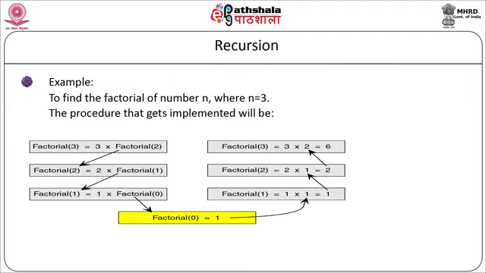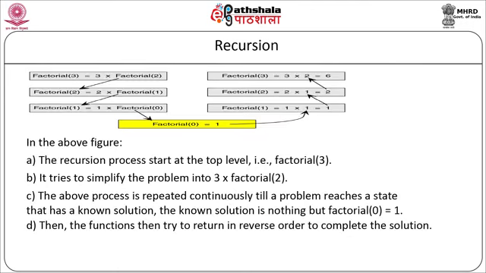The procedure will be implemented as follows. First the call will be given as fact of 3, which in turn gives the call to 3 into factorial of 2, and so on. At the end, whenever it reaches 0, the return value is 1, and again the return value is returned inside the calling statement. The recursion process will start at the top level, that is factorial 3. It tries to simplify the problem as 3 into factorial 2, where factorial 2 will again be modified as 2 into factorial 1, where factorial 1 will be modified as 1 into factorial 0.